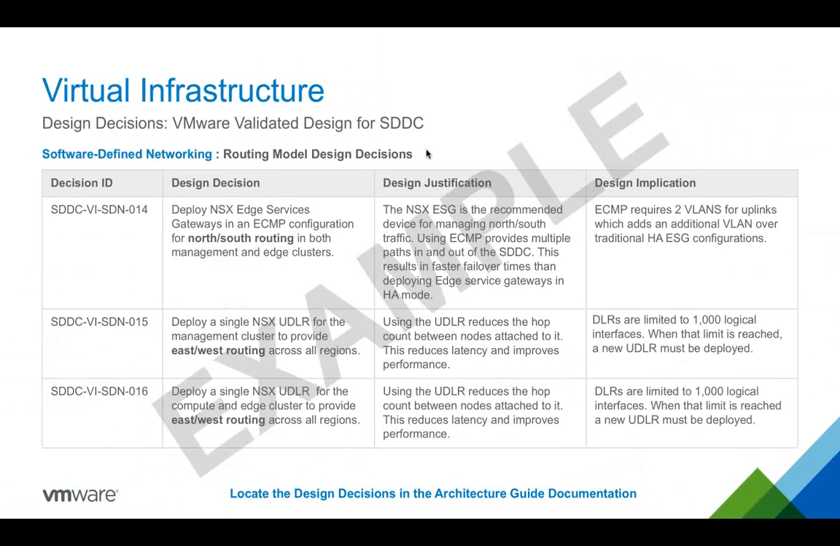Like I said, you can download them from the community website. This is just an example, specifically 3 design decisions from our software-defined networking for the routing model design decisions. As you go through the documentation, we break those up into virtual infrastructure, and under virtual infrastructure we have software-defined networking, so you drill down into the areas, and this one's specifically for the routing model, right? So it's easy to follow and find, and we're going to see some things where we make it a little bit easier in the future.